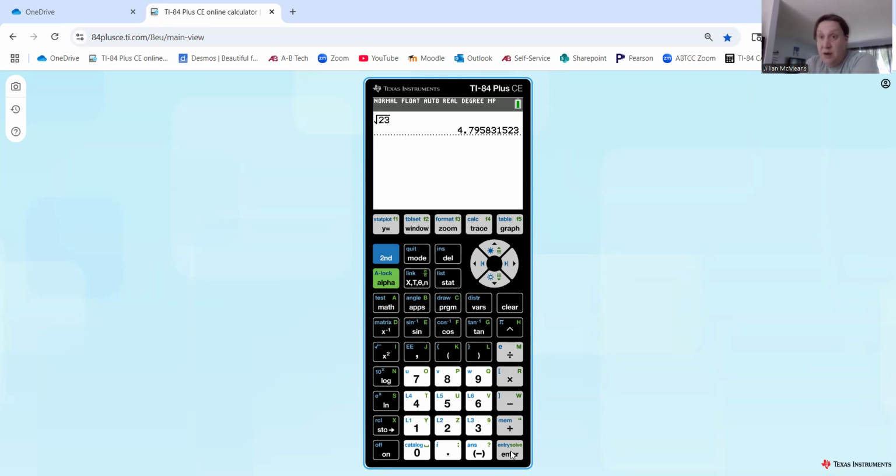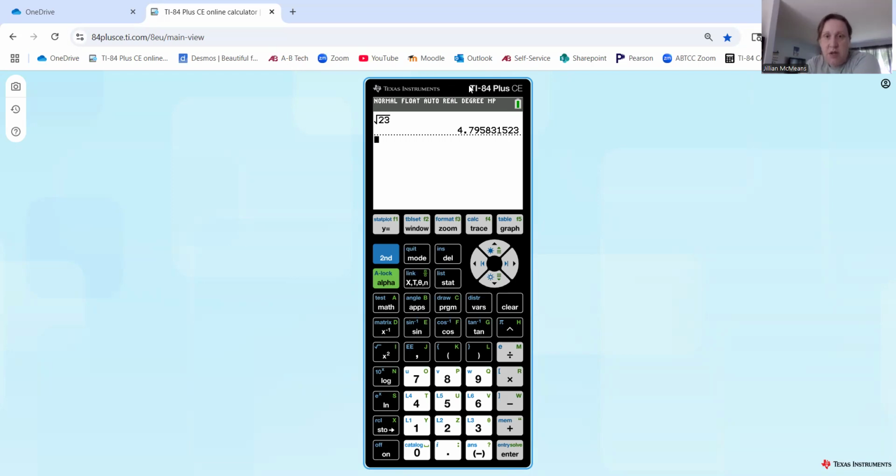This has already been rounded. The square root of 23 is irrational. It goes forever. The decimal never terminates. It never ends. So this is already a rounded version. But even with this, we've got 1, 2, 3, 4, 5, 6, 7, 8, we've got 9 decimal places. We don't want 9 decimal places. Okay. Let's actually see what the worksheet says.